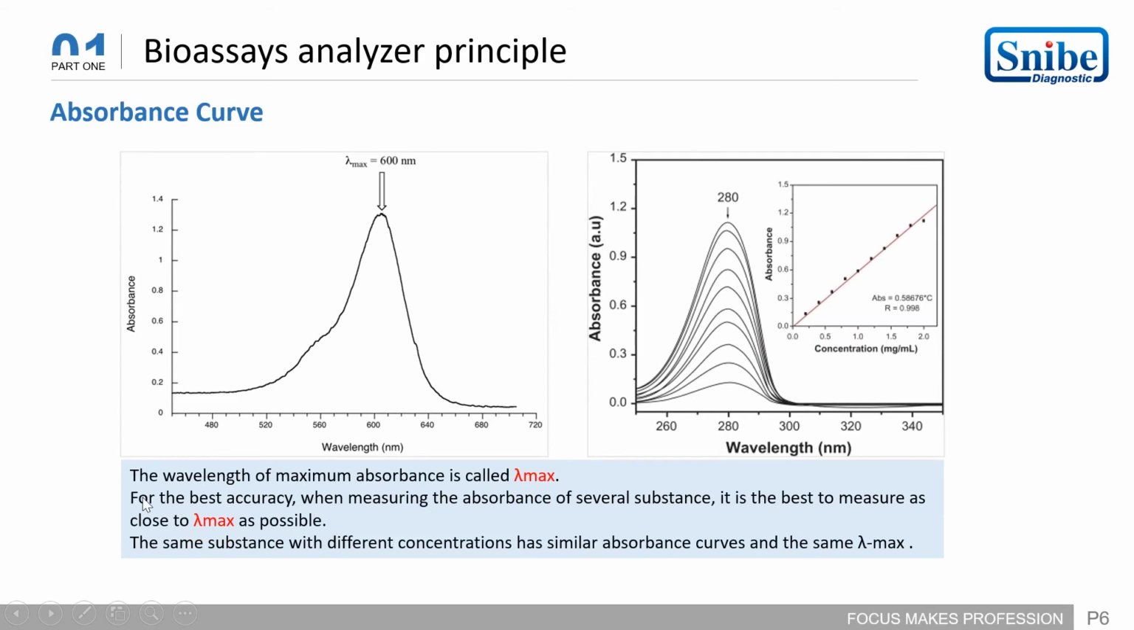Absorbance curve. The wavelength of maximum absorbance is called lambda max. For the best accuracy, when measuring the absorbance of several substances, it is best to measure as close to lambda max as possible. The same substance with different concentrations has similar absorbance curves and the same lambda max.